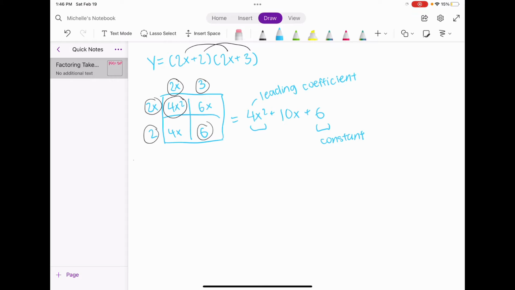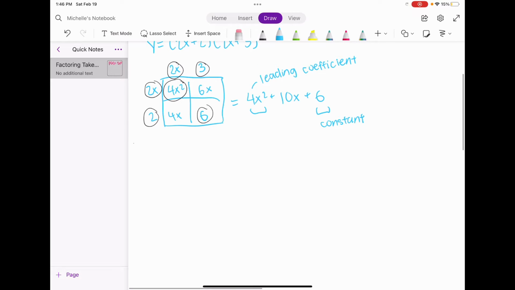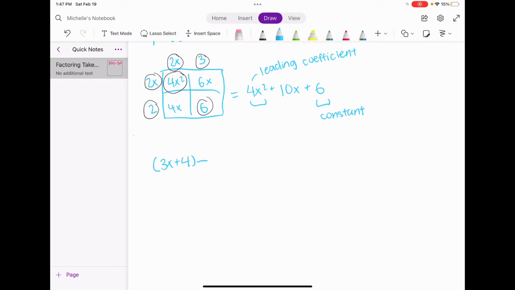If I were to ask you this question, is 3x plus 4 a factor of 4x squared plus 10x plus 6? Well, hopefully your answer would be no, because we know that there isn't an integer that we can multiply 3 by that will get us to 4, and there also isn't a number that we can multiply by 4 that will get us to 6. So this is not a factor.